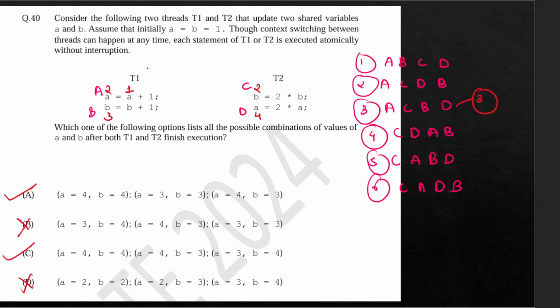So what are the values? A is equal to 4, B is equal to 3 now. This is the value we are getting. So A is equal to 4, B is equal to 3 is there. Here A is equal to 4, B is equal to 3. This is also there. So let's see the fourth one now.